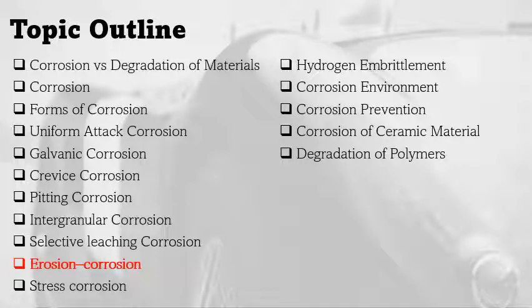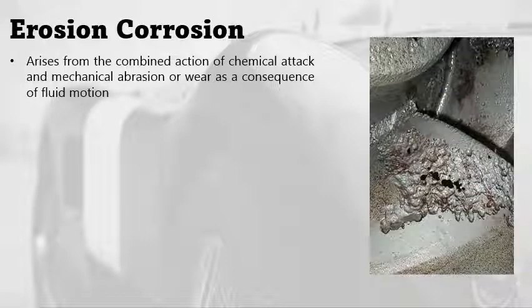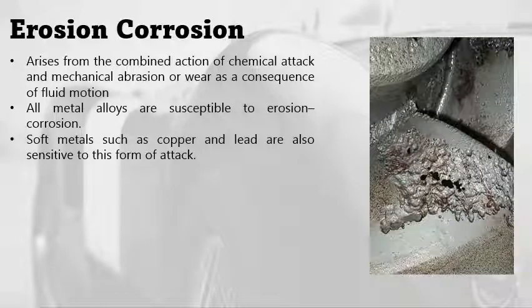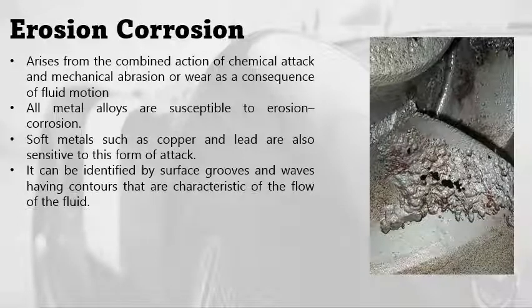Let's move forward to the seventh type of corrosion, erosion corrosion. Erosion corrosion arises from the combined action of chemical attack and mechanical abrasion or wear as a consequence of fluid motion. Virtually all metal alloys, to one degree or another, are susceptible to erosion corrosion. Relatively soft metals such as copper and lead are also sensitive to this form of attack. It can be identified by surface grooves and waves having contours that are characteristic of the flow of the fluid, as you can see here in the illustration.